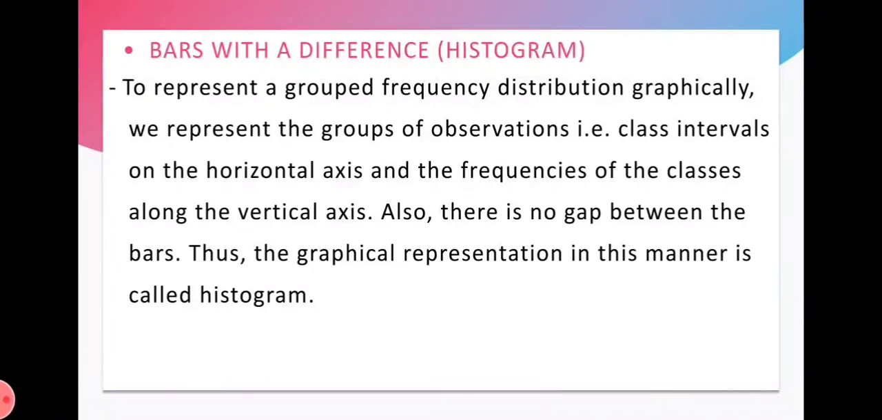Now, to represent a grouped frequency distribution, the table which we prepare after grouping the observations, to represent it graphically, we represent the class intervals on the horizontal axis and the frequencies of the classes along the vertical axis. And moreover, there should be no gap between the bars which we are drawing, and such type of graphical representation is called histogram.